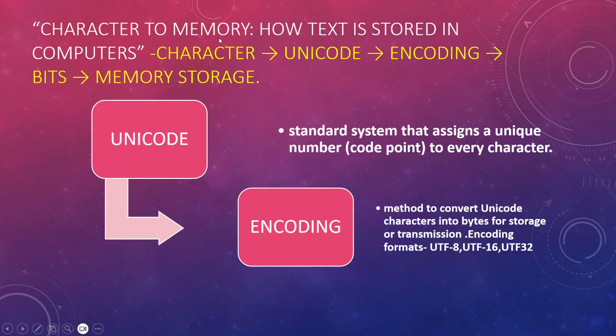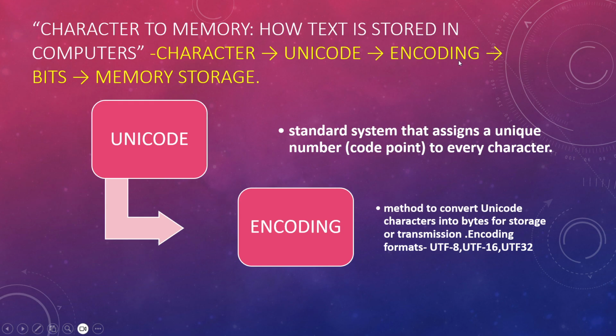Character to memory, how text is stored. First, a character is converted to Unicode, and the Unicode is then encoded. Now Unicode can be shown in three formats: hexadecimal, decimal, or binary. The binary here and the encoding binaries are different. We will see in Visual Studio Code how they are different later on.